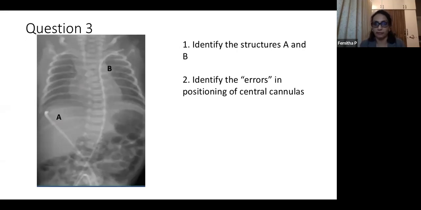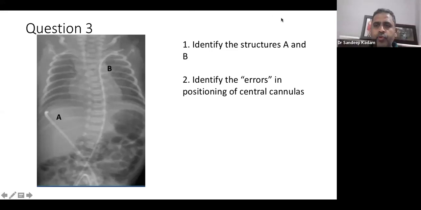Question 3. Sir, can any of the fellows who are already on the panel list answer, sir? It's boring if I tell everything. Identify the structures, the cannulas or the catheters, A and B. You can enter your answer in the chat box, all of you, please.